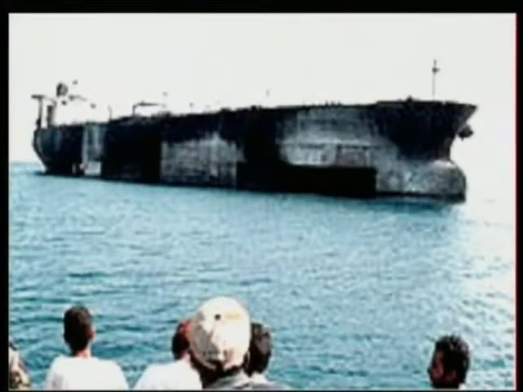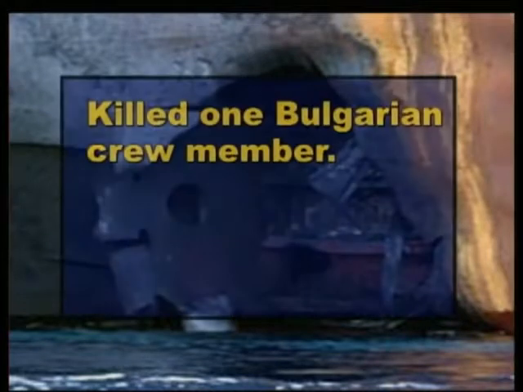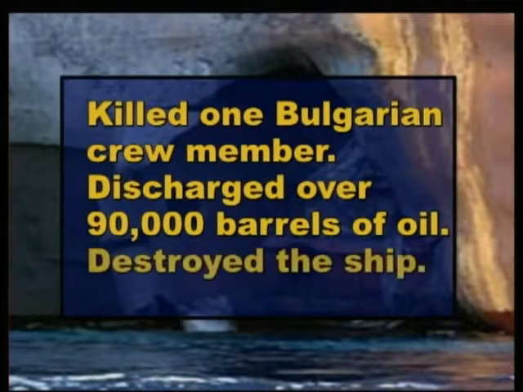And again, one of the hallmarks is that either people are going to be killed in the operation, or they're going to be so far away from the operation that they don't stand the chance of being captured by intelligence services and later potentially become witnesses to the state. The Al-Qaeda attack against the MT Limburg perhaps documents that an approach from the sea may be the present-day path of least resistance. The attack killed one Bulgarian crew member, discharged over 90,000 barrels of oil, and destroyed the ship.